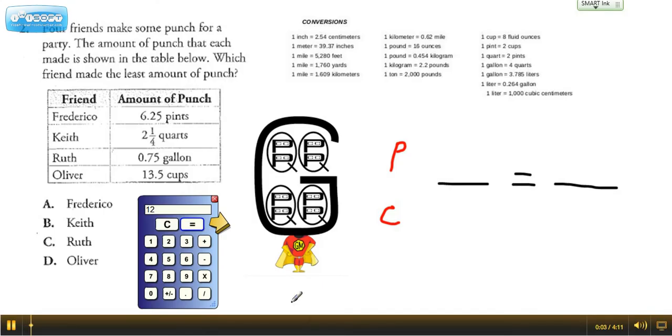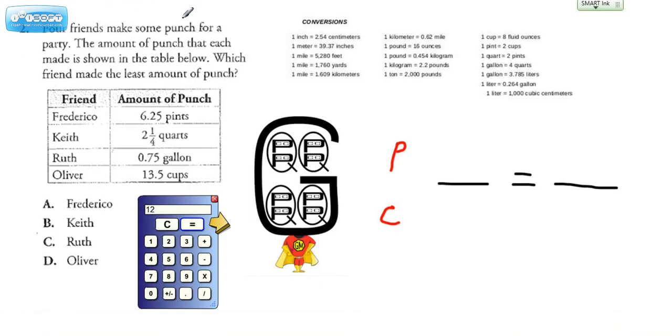We're taking a look at question number 2. Four friends make some punch for a party. The amount of punch that each made is shown in the table below. Which friend made the least amount of punch? And the problem that we have here is they're all in different units.